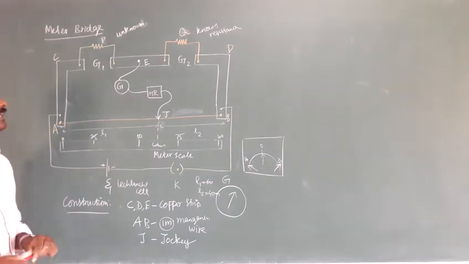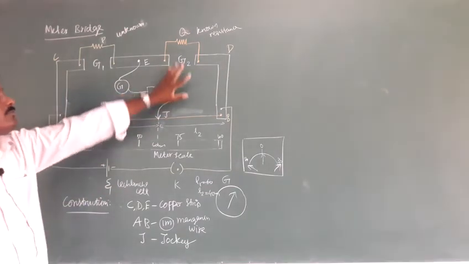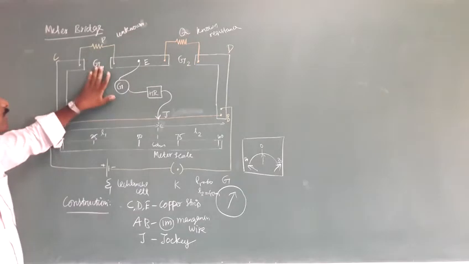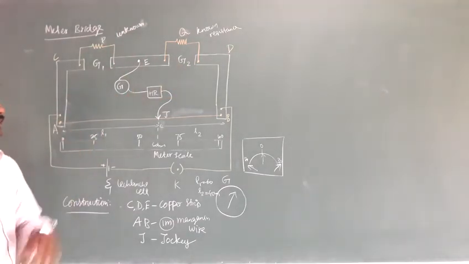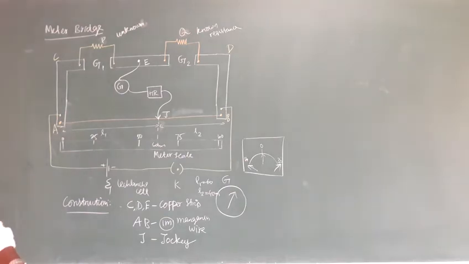To rectify the error, we need to interchange. So Q is shifted to gap 1, P is shifted to gap 2. We take the readings, then taking the average, you will get the final value.